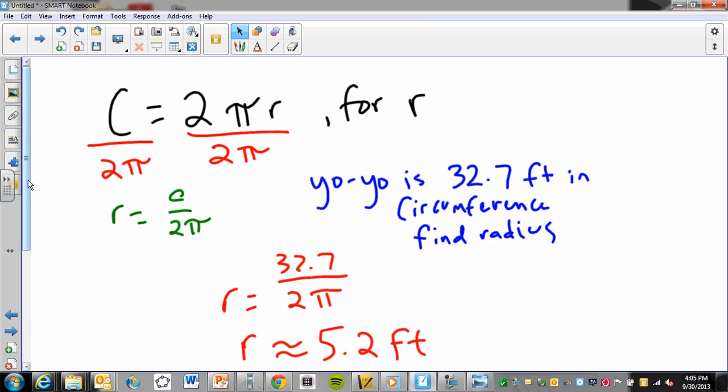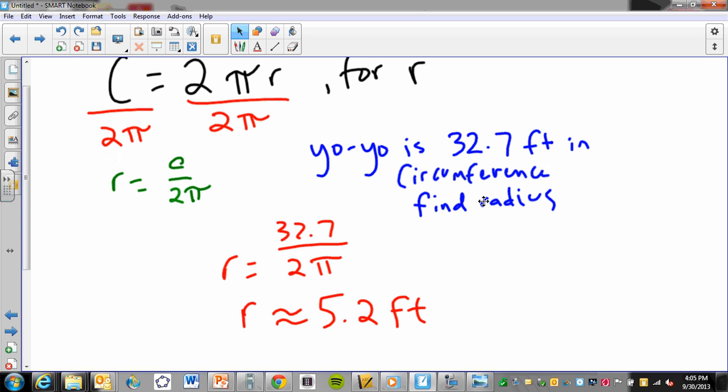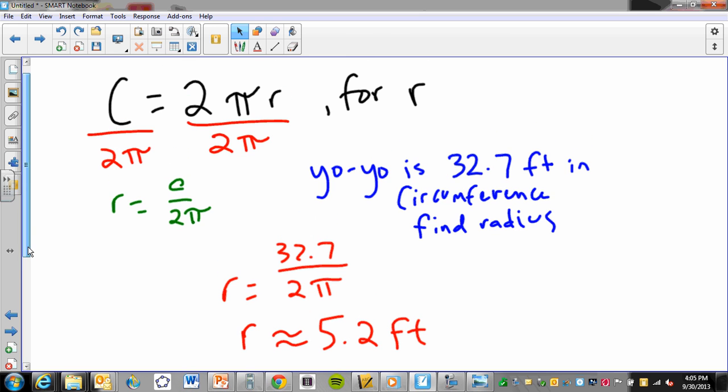So if I say I have a giant yo-yo that's 32.7 feet in circumference, and I want to know the radius, we're going to use this formula here. 32.7 goes up here and divide by 2 pi, and the radius is roughly 5.2 feet. You can do this for any formula, because most of our formulas are something times something times something. So we're just dividing by whatever we don't need.